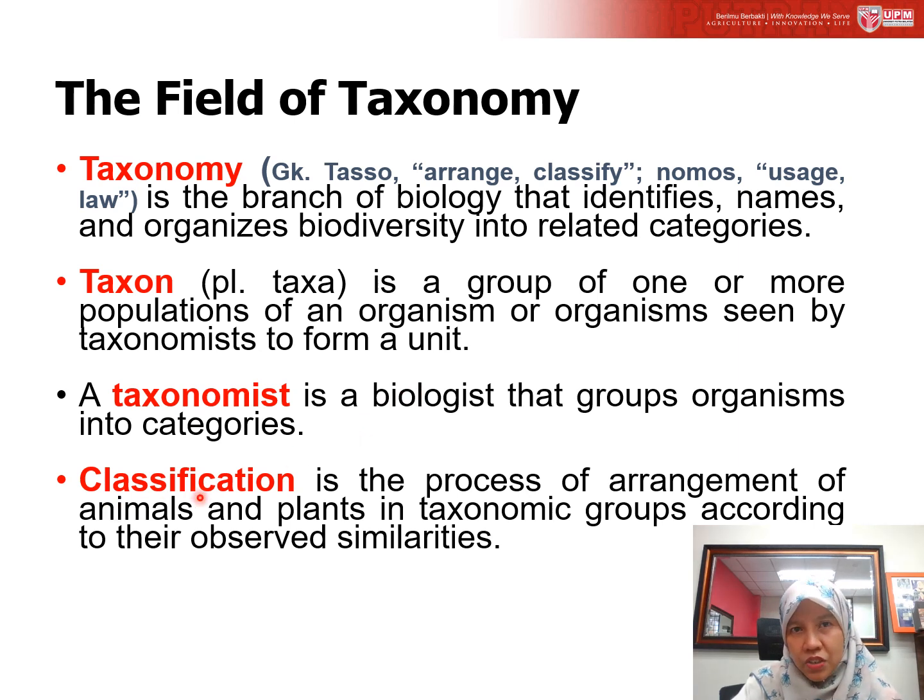And what is classification? Classification is the process of arrangement of animals and plants in taxonomic groups according to their observed similarities. Every organism is classified in a hierarchical system. And now we are referring to 7 basic groups in the scientific classification system, which are, first one, kingdom, second one, phylum, and then class, order, family, genus, and species.